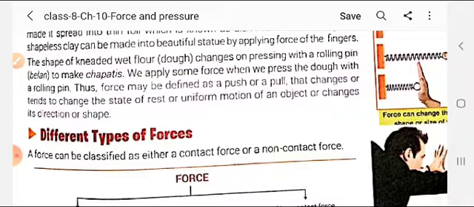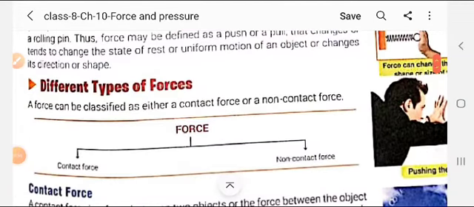Now student, different types of forces. Let's know about the different types of forces. Force can be classified as either a contact force or a non-contact force. So basically the force is divided into two groups, the contact force and the non-contact force. So student, let's talk about the contact force. Such a force will act only when we touch the object on which we are trying to see the change.